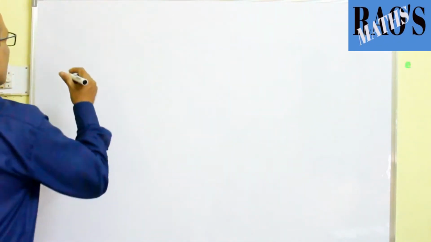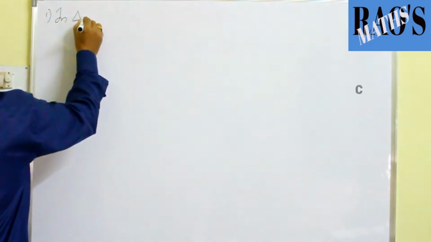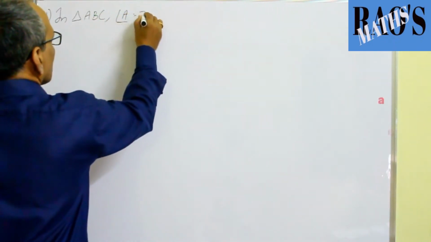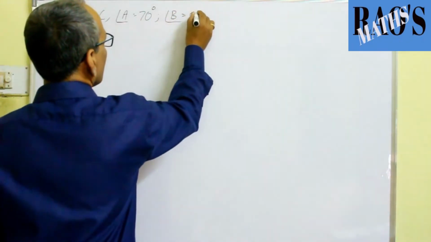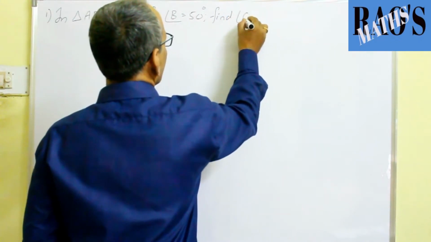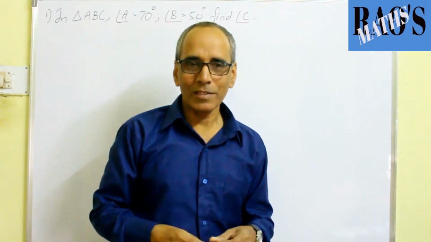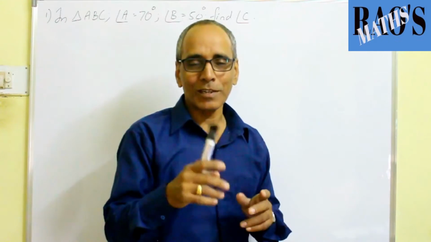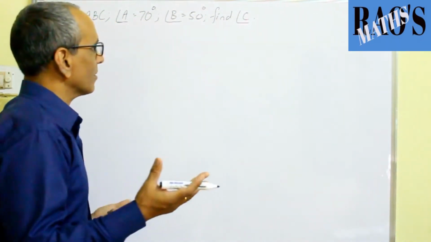The basic question here is question 1. In triangle ABC, angle A is equal to 70 degrees, angle B is equal to 50 degrees. Find angle C. You may laugh looking at this question. We have this question in class 5. I said already, we start from the basic to the typical one for the sake of all levels of students.